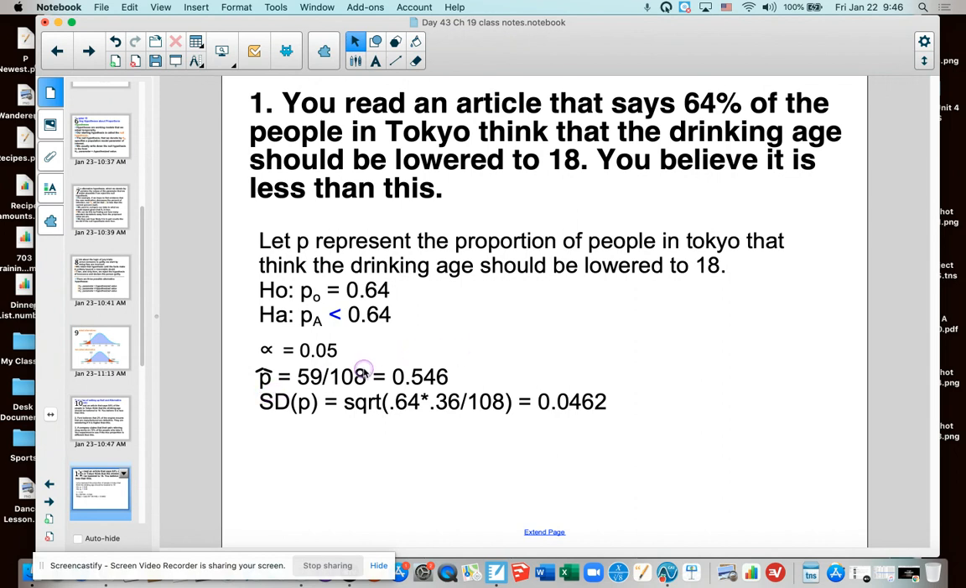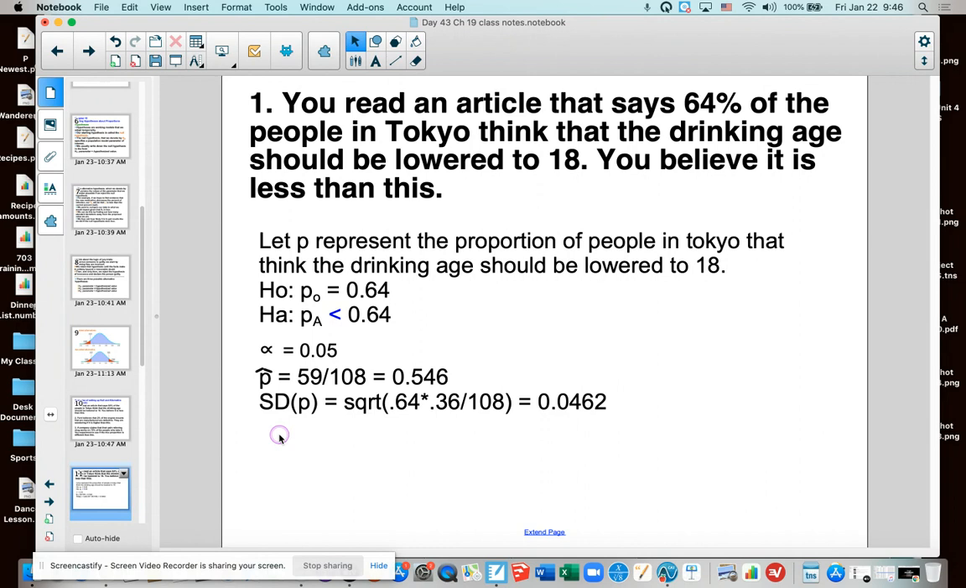Okay, so let's say I do a sample then. So I've kind of laid things out, and then what you do in the real world, of course, is go get a sample. So I'm going to randomly select people in Tokyo, and I'm going to ask them if they think that drinking age should be lowered. And then let's say I surveyed 108 people, and 59 of them said they do think that it should be lowered. All right, so that gives me a proportion of 54.6%.